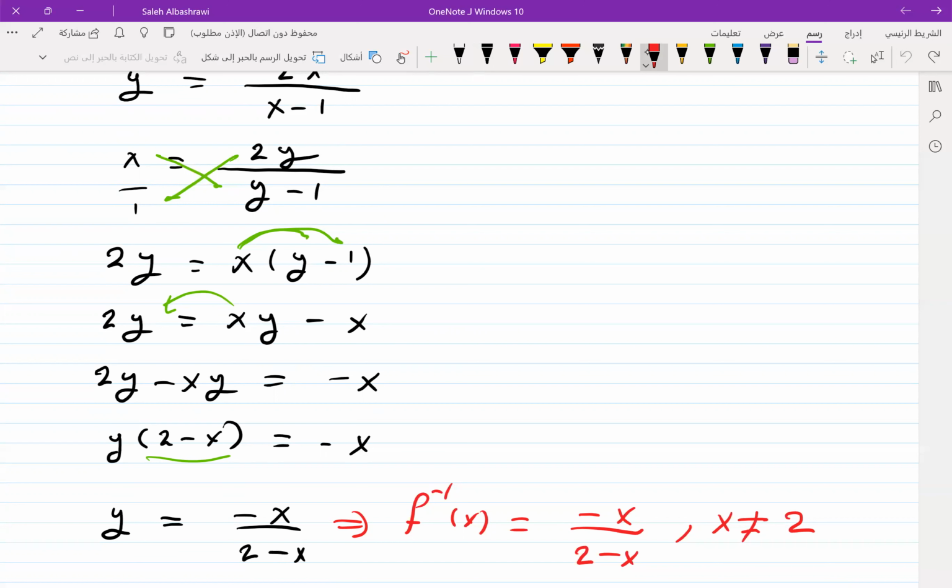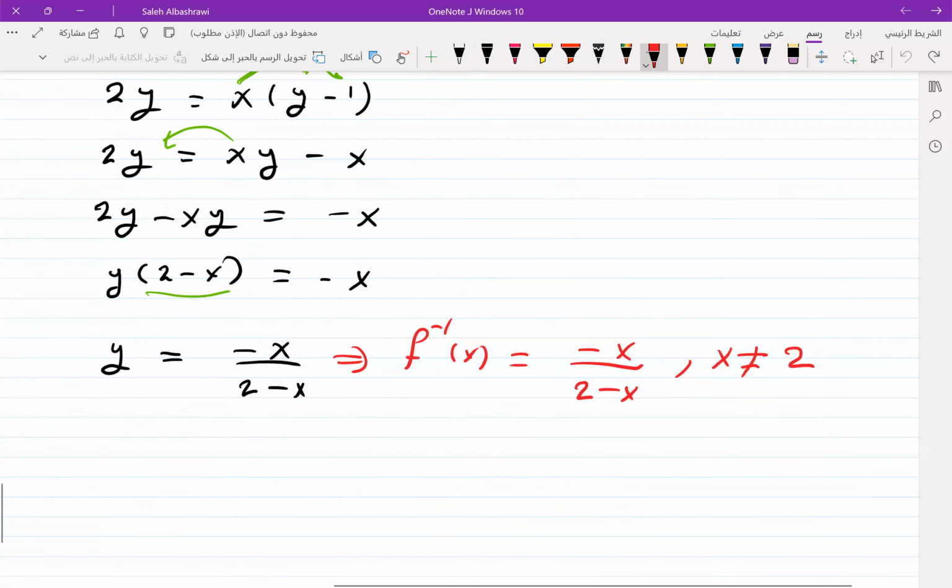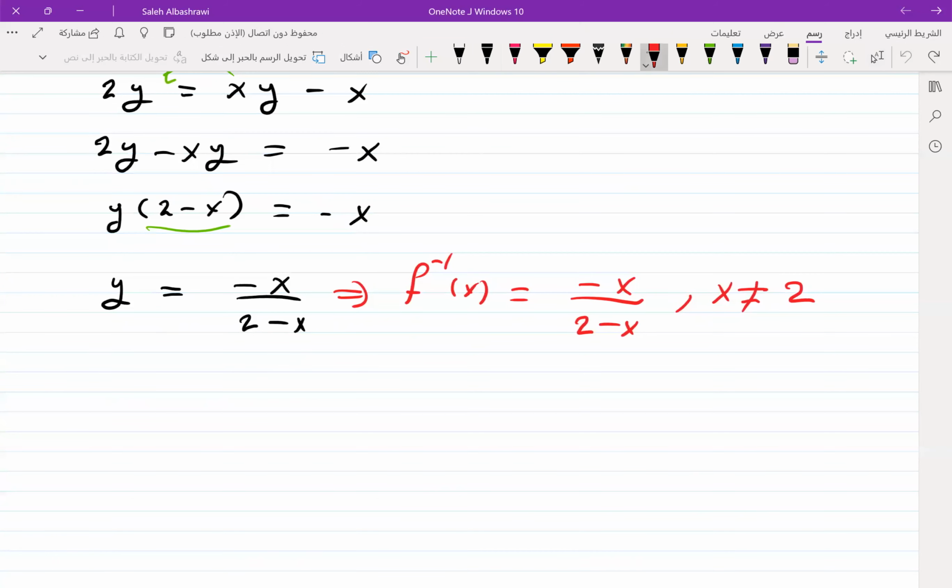Again, we have 3 steps. Step number 1, let f of x equal to y. Step number 2, interchange between x and y. Third step, solve for y. The result will be the inverse function. Take another example. Number 3.